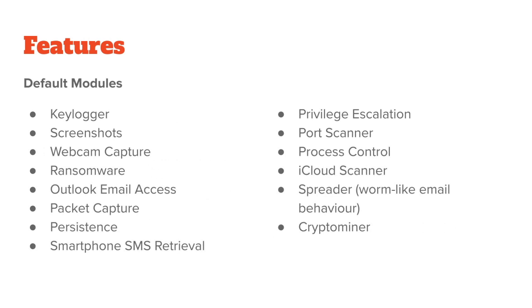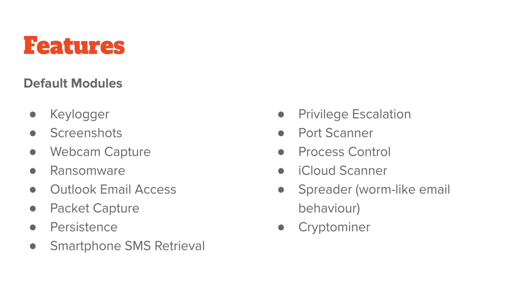As for actual payloads, once this thing's deployed, it can turn on a keylogger, take screenshots, record from a webcam, and deploy a pretend ransomware variant. If the person has Outlook installed, it can connect to Outlook, grab all the contacts, and then send itself out via the Outlook contacts, like a traditional worm would do. It does packet capture, and it has persistence mechanisms, so if it's deleted, it can regenerate itself by embedding itself in the registry and cron jobs.